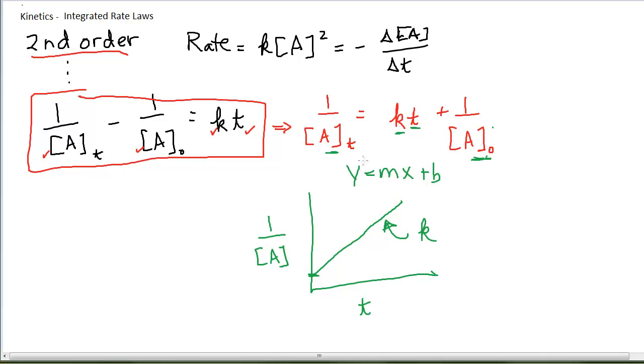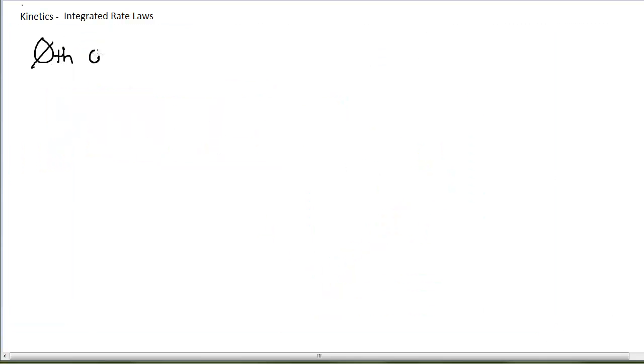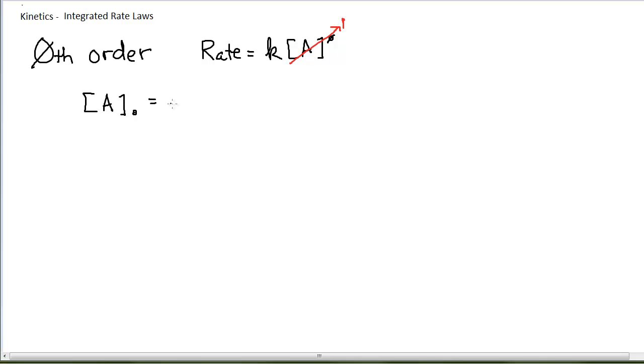Let's talk about a zeroth order. A zeroth order reaction, these do happen. We're looking at a rate law that looks like this. Essentially, rate is equal to k times [A] raised to the zeroth power. Recall that [A] to the zeroth power is a 1. You end up with a very simple expression for the integrated rate law, again doing a little bit of calculus. The integrated rate law looks like this.